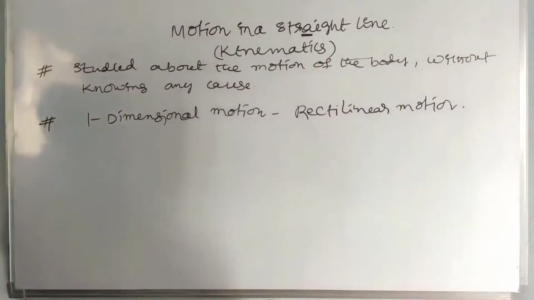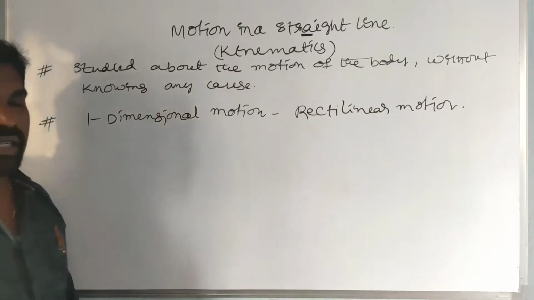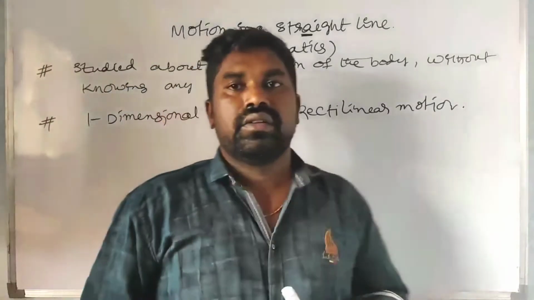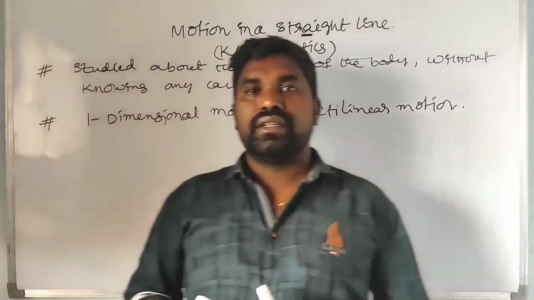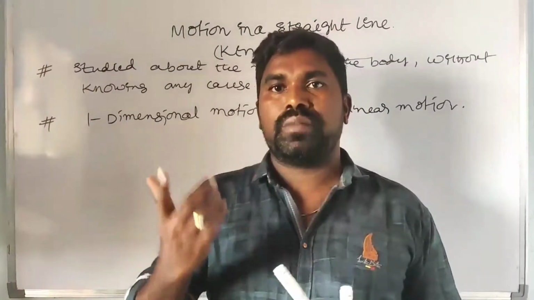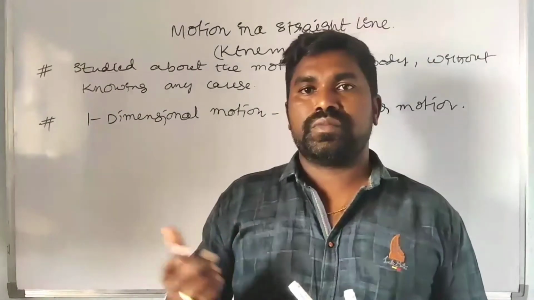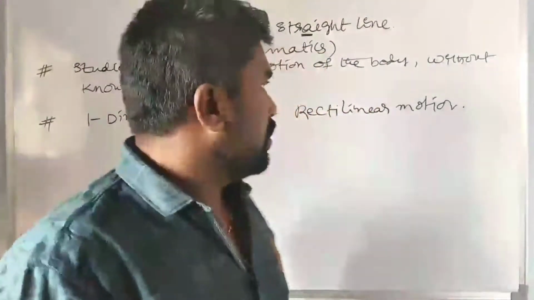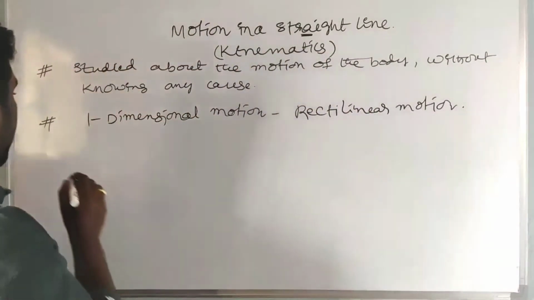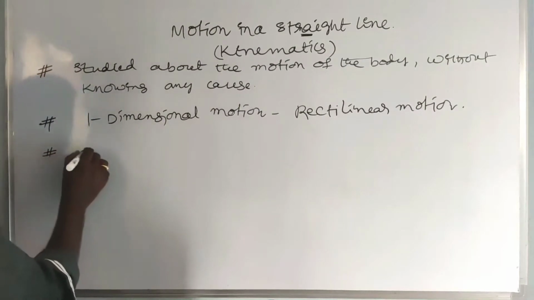In our daily lives, so many objects we see are in motion. Some of the objects are in a rest position. So these different types of objects we are observing in our daily life. Here, what is rest?